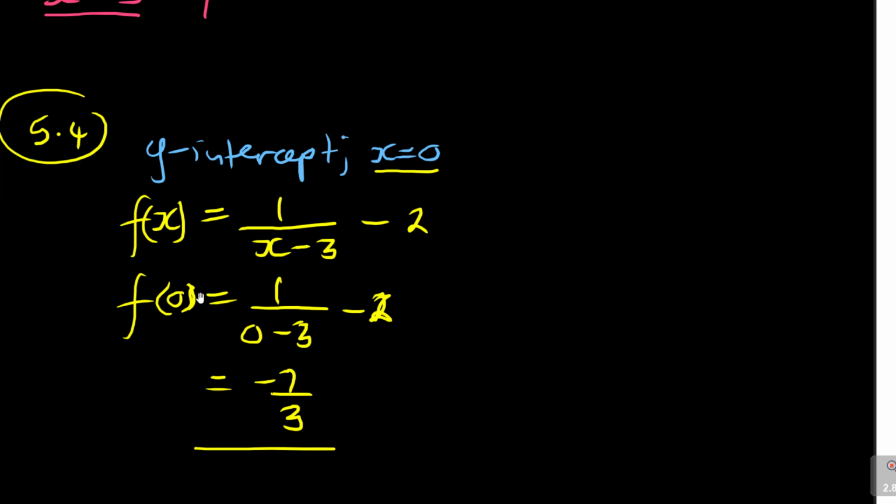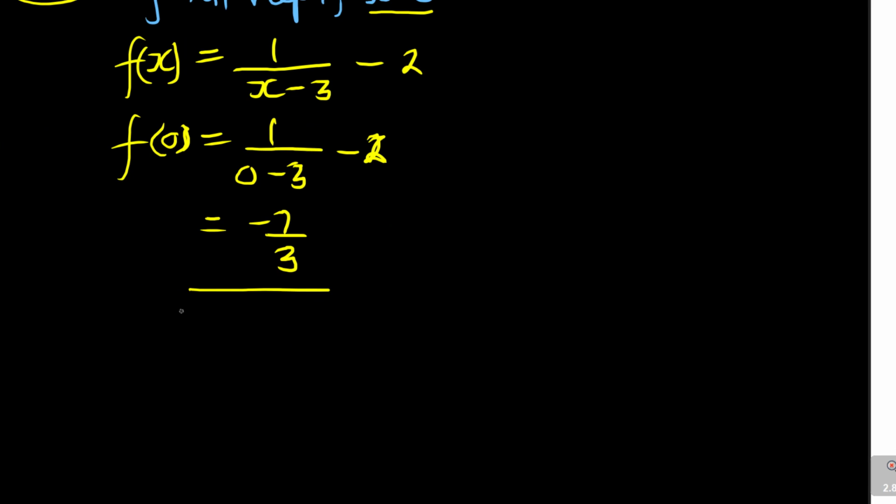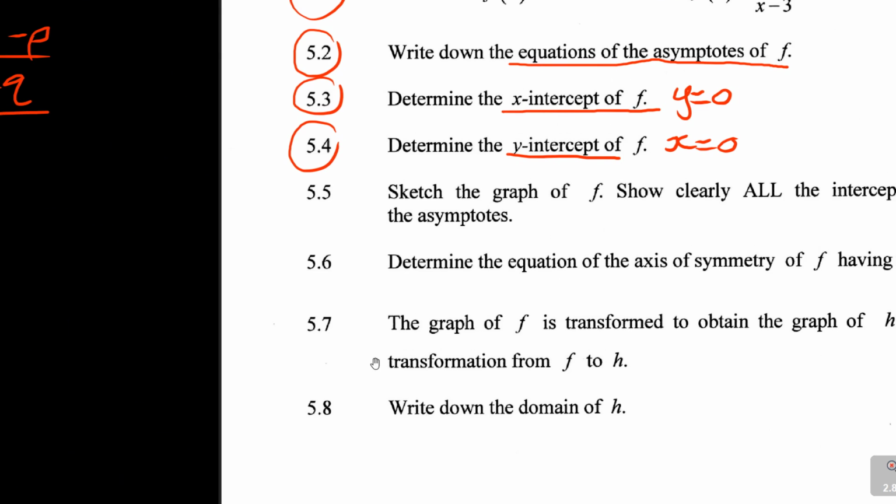Then if you want to write it in coordinate form, remember it's an intercept. It's x is 0, y is negative 7 over 3. That is that. And then continue.